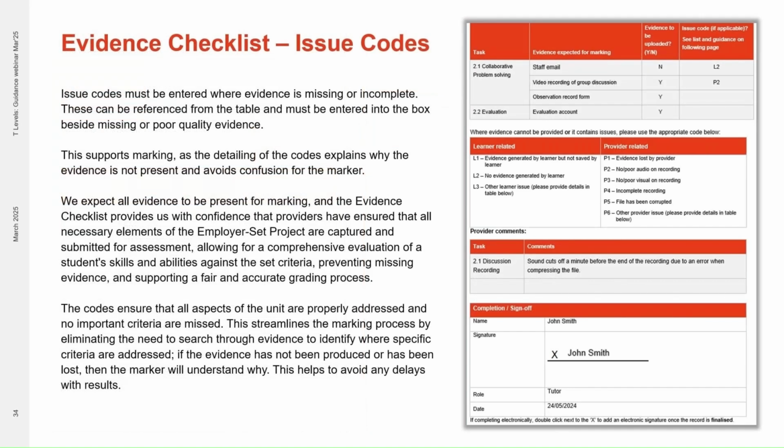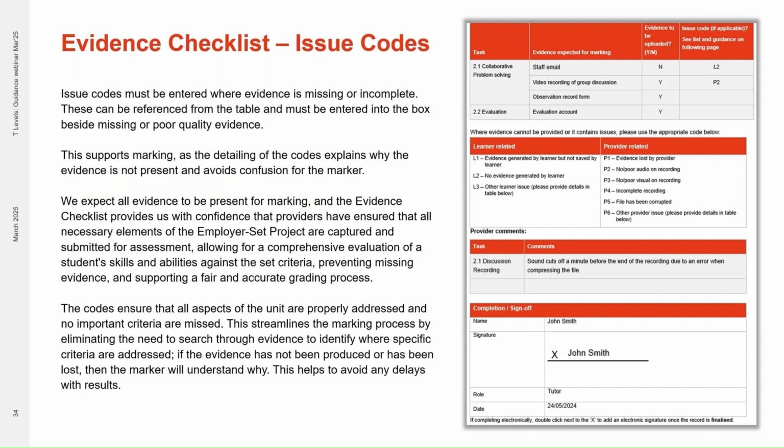Issue codes must be entered where evidence is missing or incomplete. These can be referenced from the table and must be entered into the box beside missing or poor quality evidence. This supports marking as the detailing of the codes explains why the evidence is not present and avoids confusion for the marker.